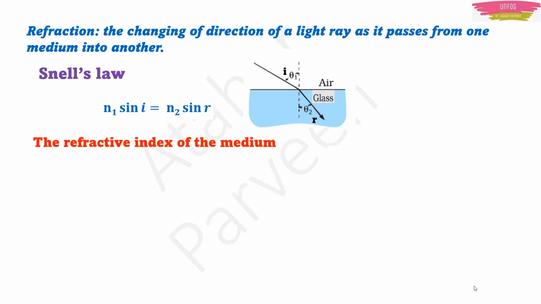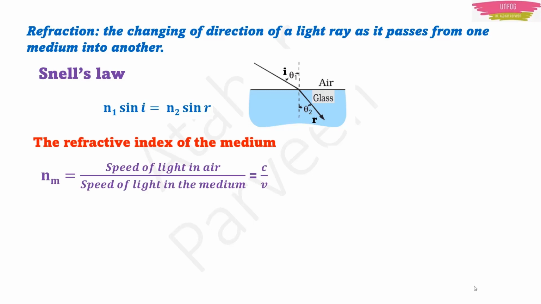And also, the refractive index of the medium depends on the speed of light in the medium and the speed of light in air. We know that the speed of light in air is 3 into 10 raised to 8 meters per second, right? So, this refractive index will be equal to the speed of light in air, c, upon the speed of light in the medium. The speed of light in the medium will be mentioned in the numerical. If they ask as an MCQ or in a 2-mark question, then you should know the speed of light in air, which is 3 into 10 raised to 8 meters per second. Then the speed of light in the medium will be given. You can easily find the refractive index.